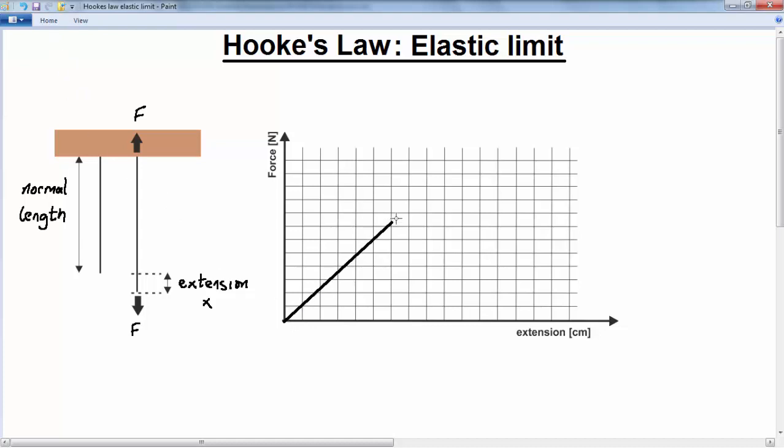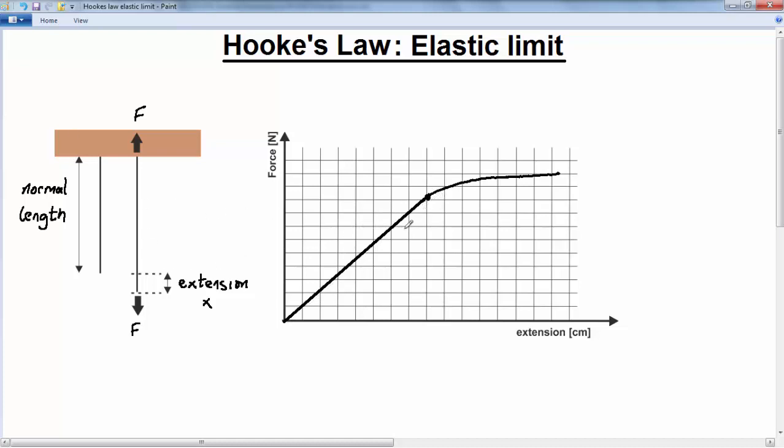So initially you get a linear region, where the force is directly proportional to the extension, or the extension is directly proportional to the force, and then after a certain point the graph tends to curve off like this. So for a given force you get a much greater extension. So clearly the graph is divided into two regions. The region below this point where the graph is linear we could refer to as the elastic region of the material.